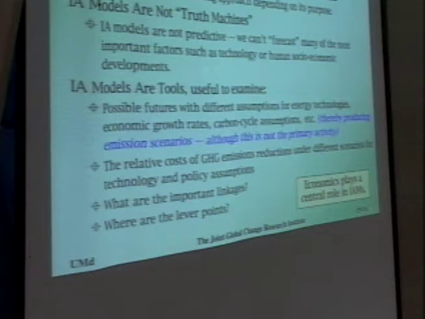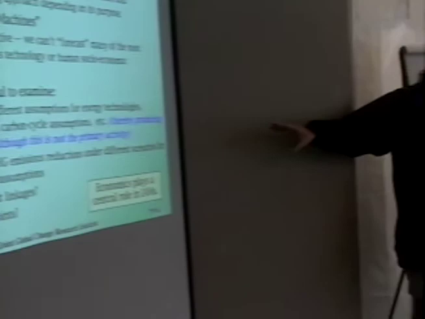So one of the things we do is we examine possible futures with different assumptions for energy technologies, economic growth rates, carbon cycle, and so on. And thereby, you end up producing emission scenarios. Although in general, this is not the primary activity of these models. The primary thing we do is not generate emission scenarios, although it is a significant activity. And we can look at the relative cost of greenhouse gas emissions reductions under different scenarios for technology and policy. And that's something that we do quite a bit in our group.